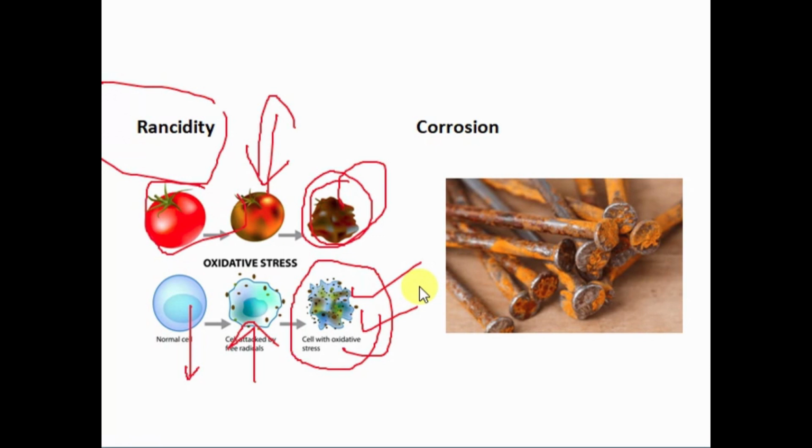Now how can you prevent rancidity? Rancidity can be prevented by refrigeration. So if we refrigerate food, at low temperature oxidation is very less, and that is the reason why in the fridge you can store food for a longer time. If you keep the food outside, it will get destroyed. But if you refrigerate it, you will increase the life of your food.